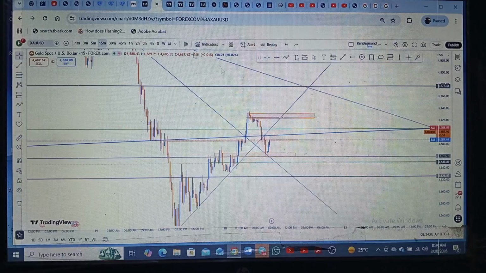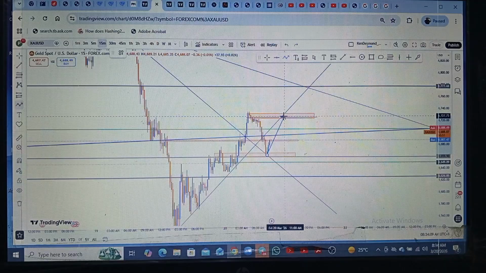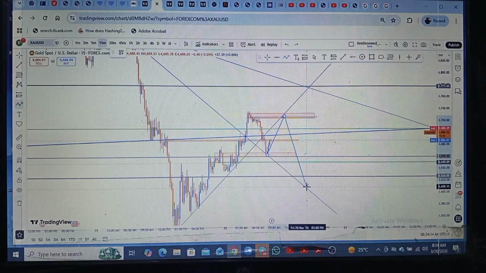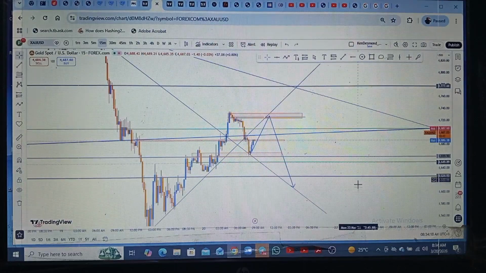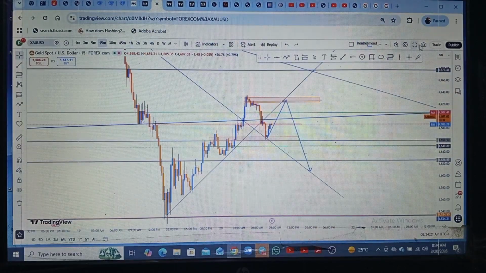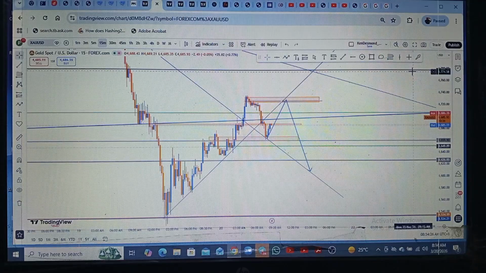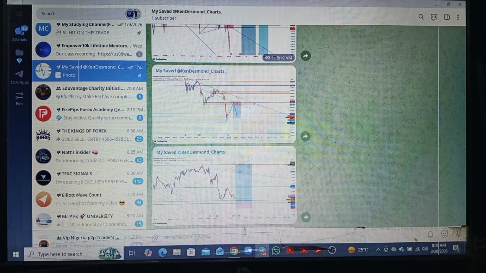So the two things I'm expecting here is the market keeps going up, goes here, then drops. Or if this one does not happen, so these are the structures I'm expecting that the market should form. What I'm expecting to happen in the markets.